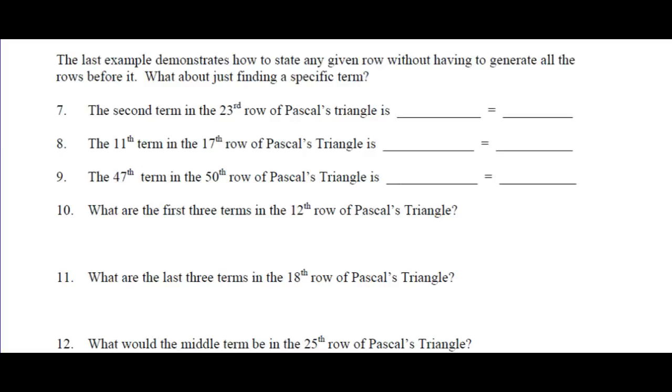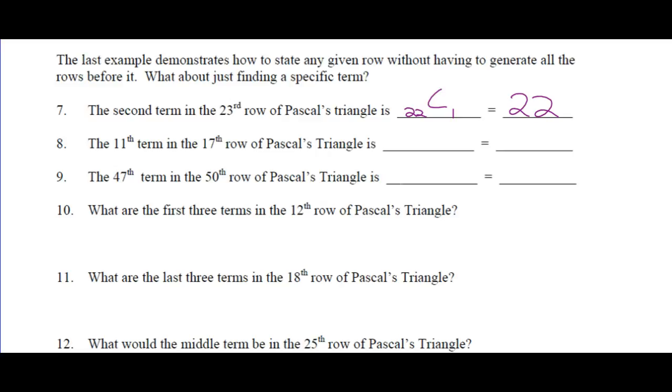The last example demonstrates how to state any given row without having to generate all the rows. The second term in the 23rd row. So the 23rd row starts with something choose 0. What? 22. So the second term is going to be 22 choose 1, which is, we don't need a calculator, 22. If you have 22 items, you're only choosing one of them, that's 22 ways.